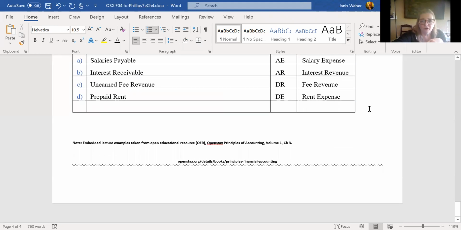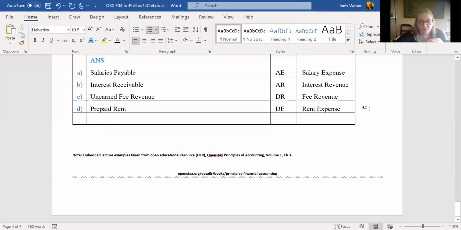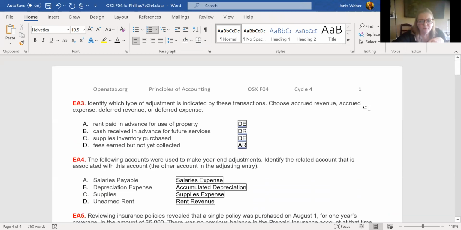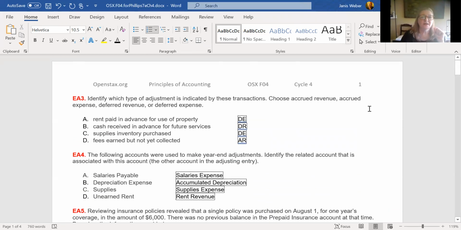So these were taken from the Openstax chapter 3. And I'm thinking that those might have been from Openstax chapter 4. But anyway, so these were taken from chapter 4. And so we'll just leave it at that for this time.